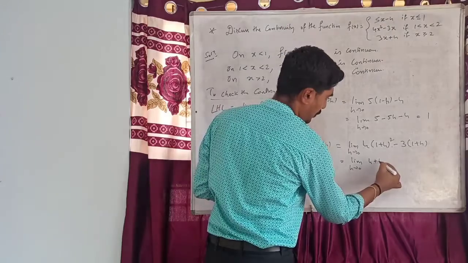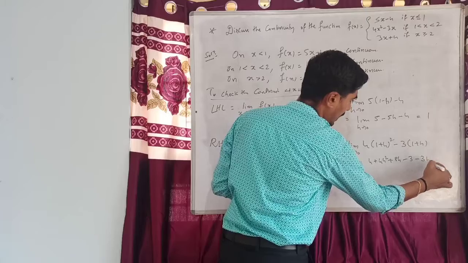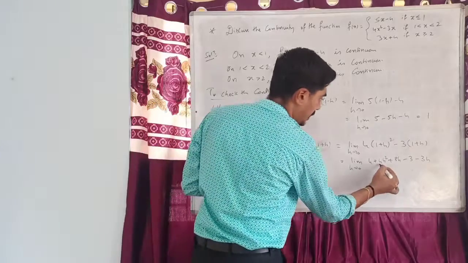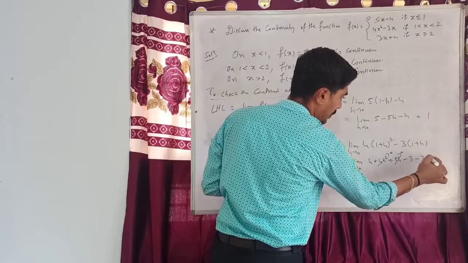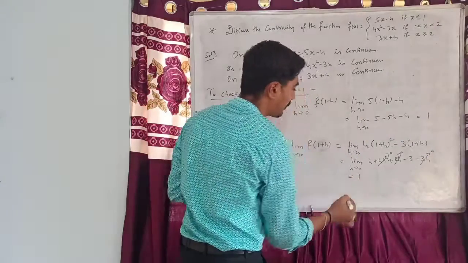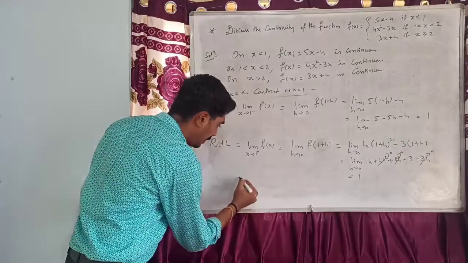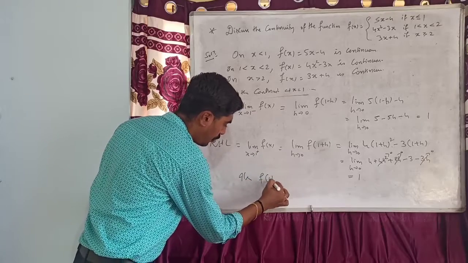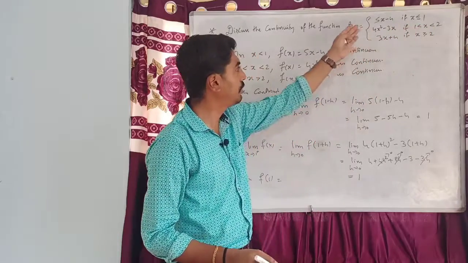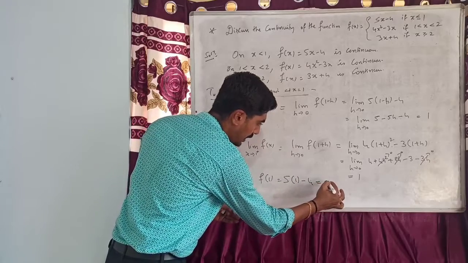4 plus 4h square plus 8h minus 3 minus 3h. Now as h tends to 0, this term will be equal to 0 and this term will be equal to 0 and this term will be equal to 0. So I get 4 minus 3 is equal to 1. Now let us find out the value of this function at x equal to 1. Also we have f of 1 is equal to, by the definition, when x is equal to 1, it is defined as 5x minus 4. So f of 1 is 5 into 1 minus 4, which is again equal to 1.